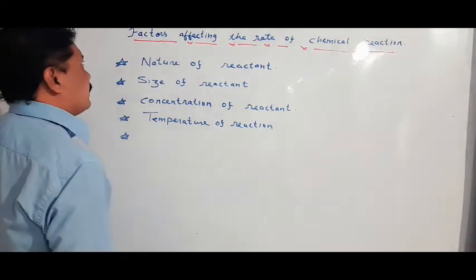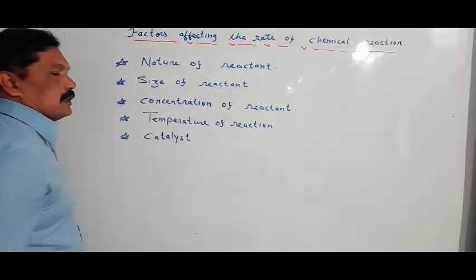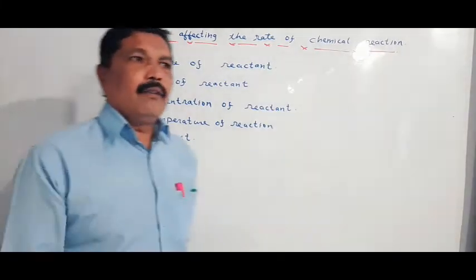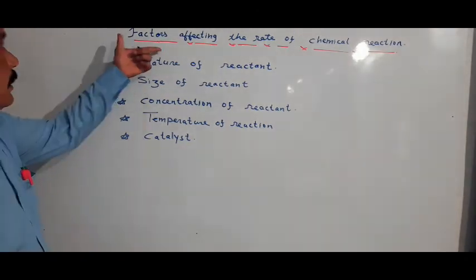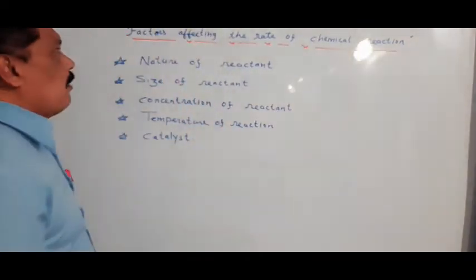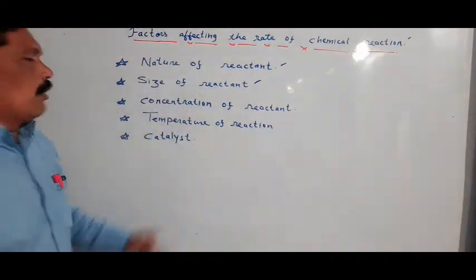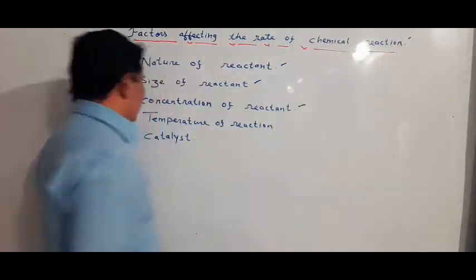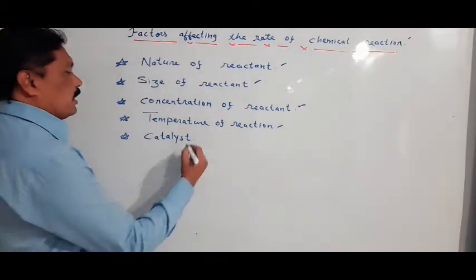And the next factor which affects the rate of chemical reaction is presence of catalyst. We will have brainstorming on all of the factors one by one. Factors affecting the rate of chemical reaction are nature of reactant, size of reactant, concentration of reactant, temperature of reaction, and the presence of catalyst.